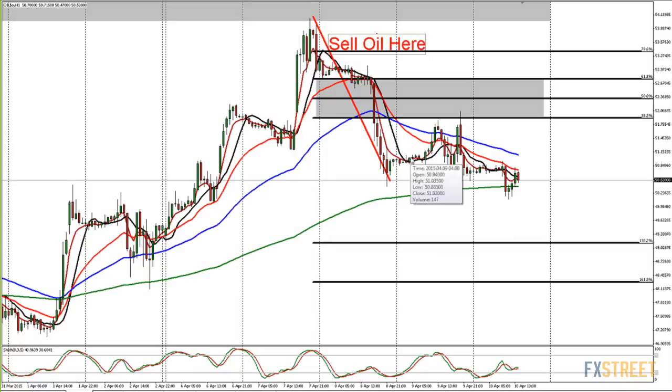Now, it went a little higher. It went to like 54. I believe our short was 53. Can anybody confirm that? When we typed this out, price was below 53, but we said sell at 53. We wrote this out and everything. Sell oil here. Anybody?